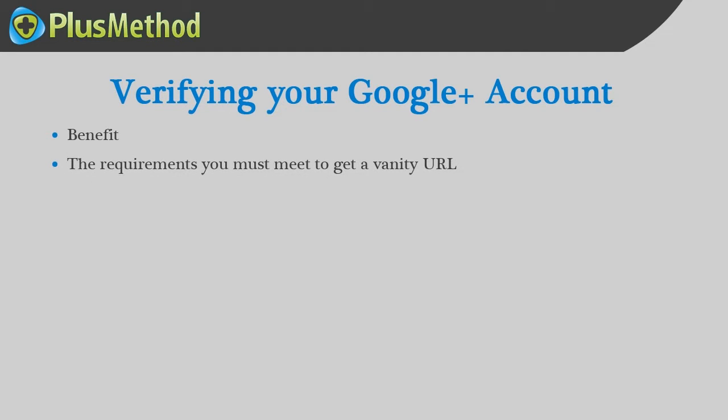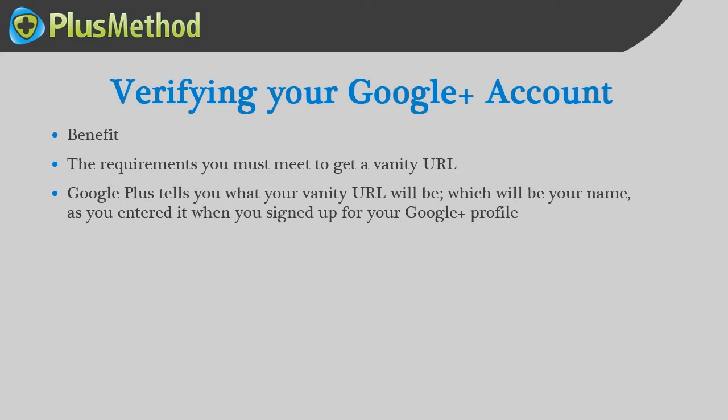Now, the requirements you must meet to get a vanity URL for your Google+ profile are 10 or more followers, a profile photo of your face, and your Google+ profile needs to be 30 days old or older. Once you meet these requirements, Google+ will prompt you to create a vanity URL. Follow these prompts to change your ugly random set of numbers to your name. Keep in mind that after you do, you may need to wait a bit for it to take effect. Sometimes verification can take a few days to process. As a side note, Google+ tells you what your vanity URL will be, which more than likely will be your name as you entered it when you signed up for your Google+ profile.